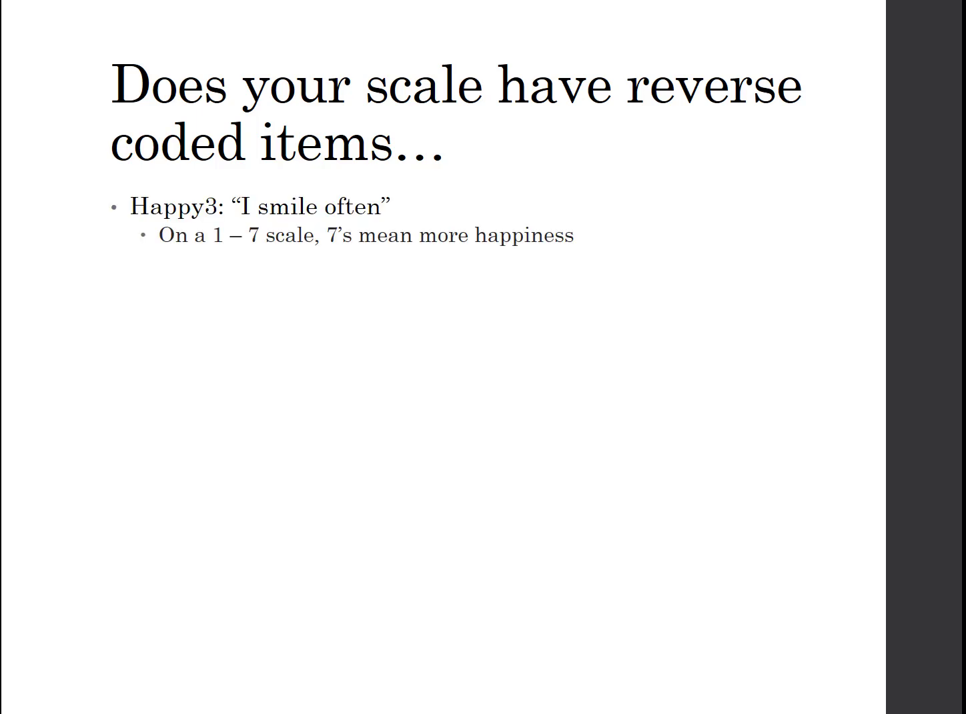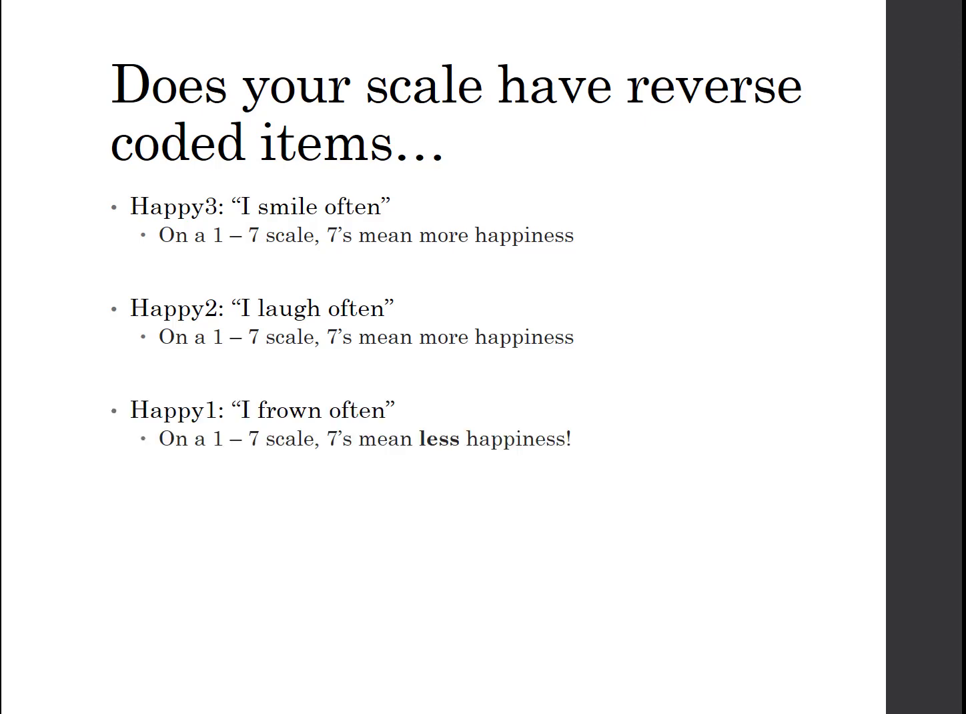Let's look at our 3 items for our happiness scale. Happy 3 is I smile often. On a 1 to 7 scale, 7 would mean more happiness. Smiling more often, equating with more happiness. Happy 2, I laugh often, same thing. On a 1 to 7 scale, 7s mean more happiness. However, happy 1 is I frown often. On a 1 to 7 scale, 7s mean less happiness. So I need to reverse code the responses to happiness 1 so that I consistently have high responses from my participants equating with a greater level of happiness on my scale.